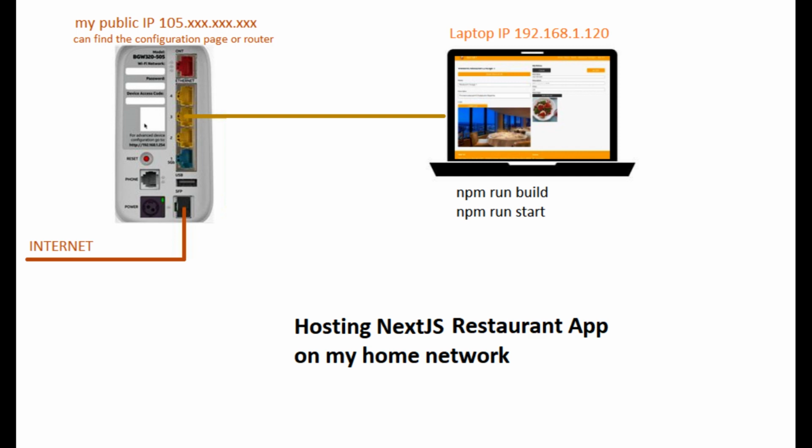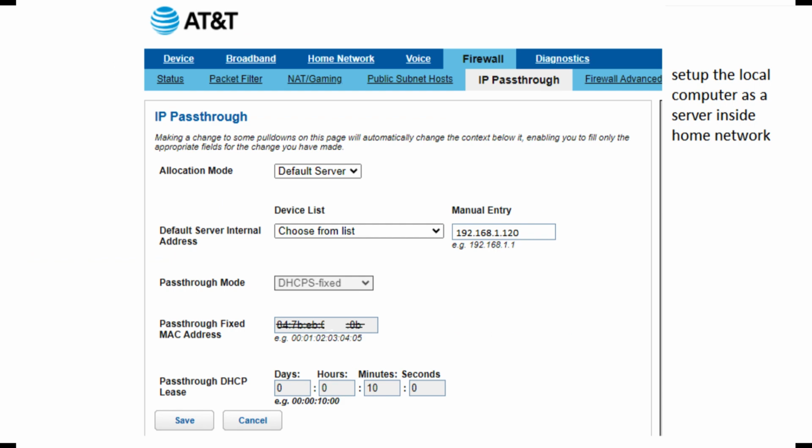Each device connected to a home network has its unique IP address, and the router itself holds a public IP address accessible from outside. In my case, AT&T, like many service providers, gives a public IP for your home network. The goal was to direct incoming traffic from this public IP to my local machine inside the home network.